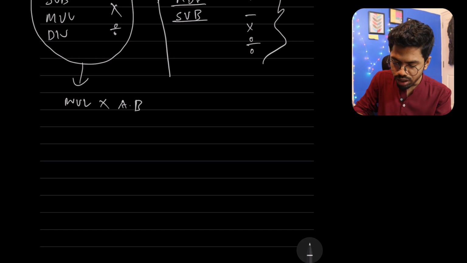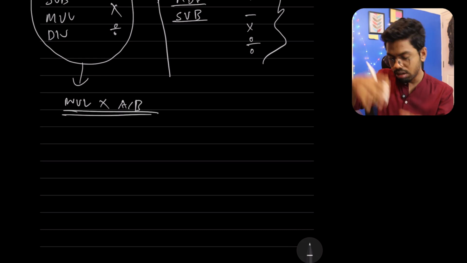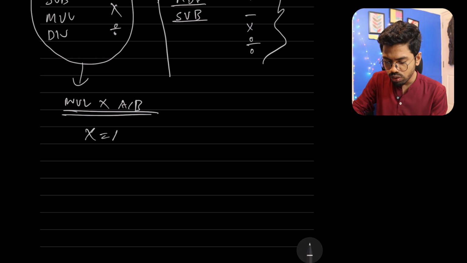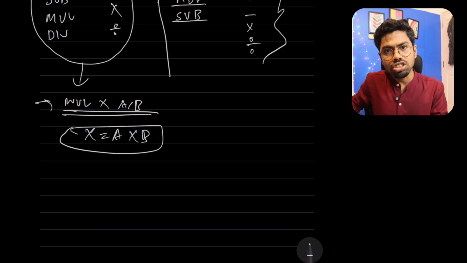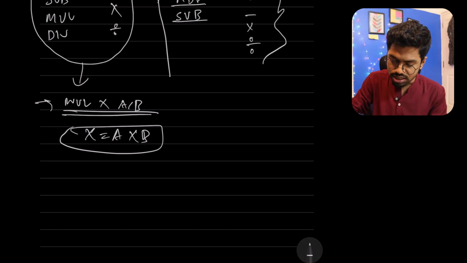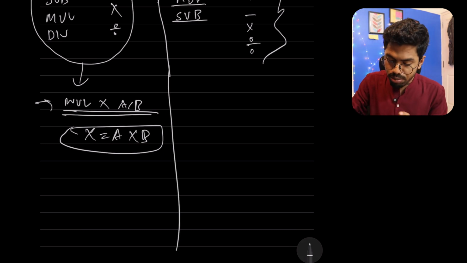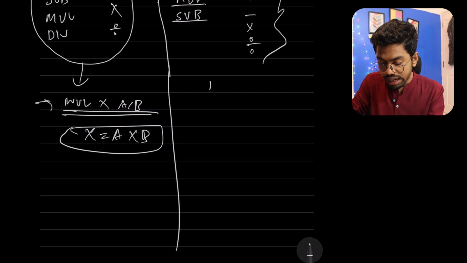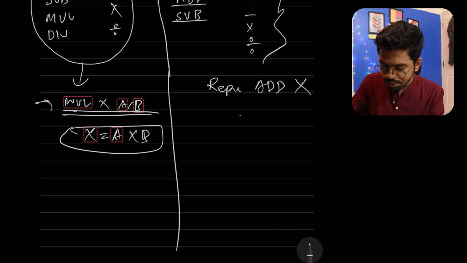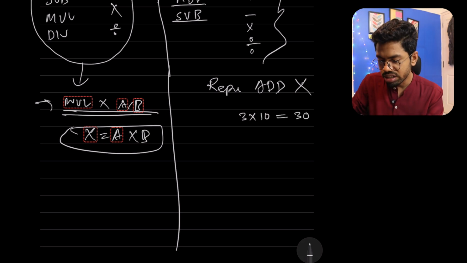So probably I am doing x equal to a into b at a higher level, but I need only one line of instruction. But here, because I don't have a mul instruction set, I need to do repetitive addition to execute the multiplication. For example, you want to do 3 into 10, which will result in 30.